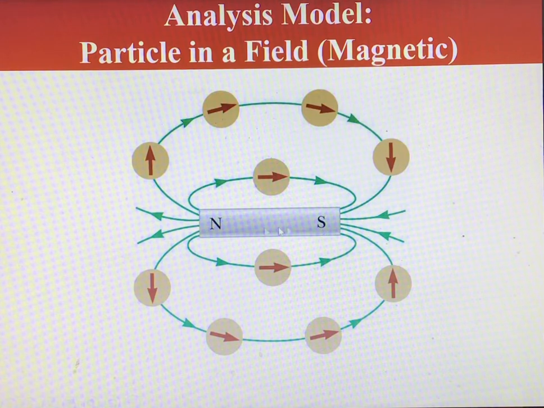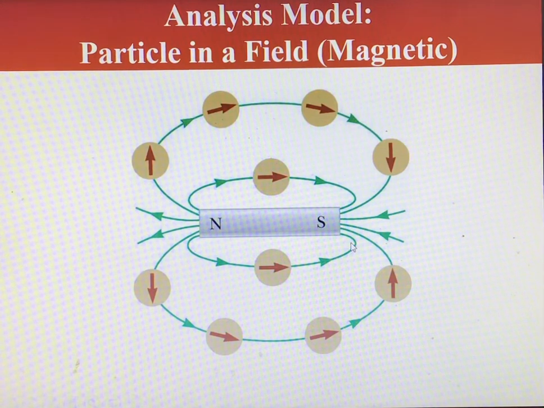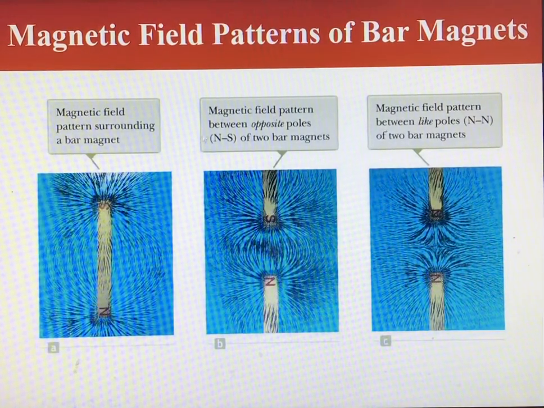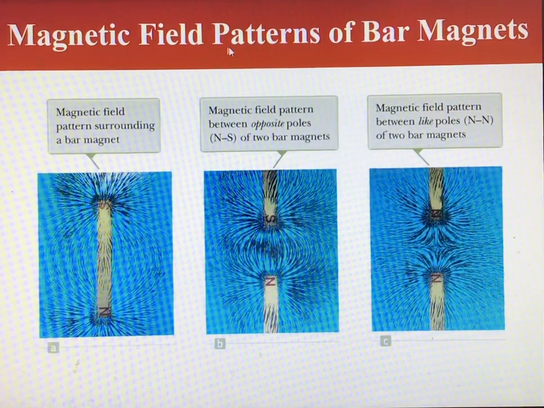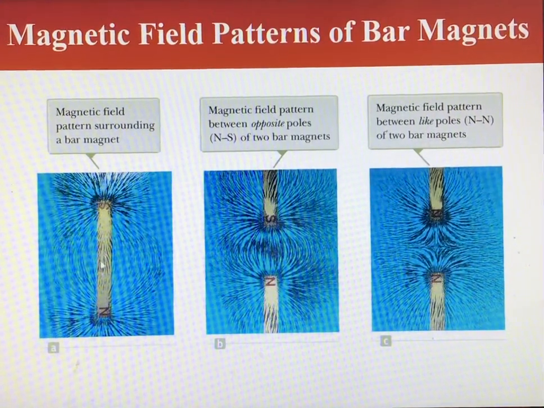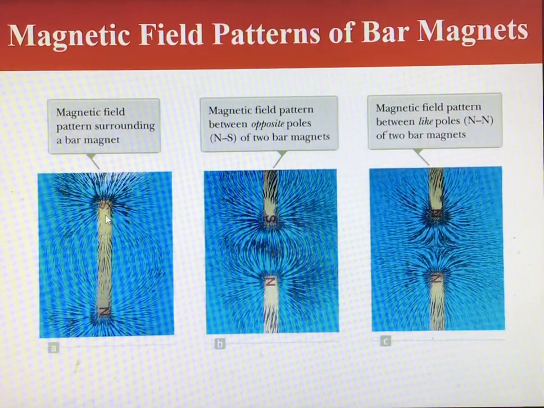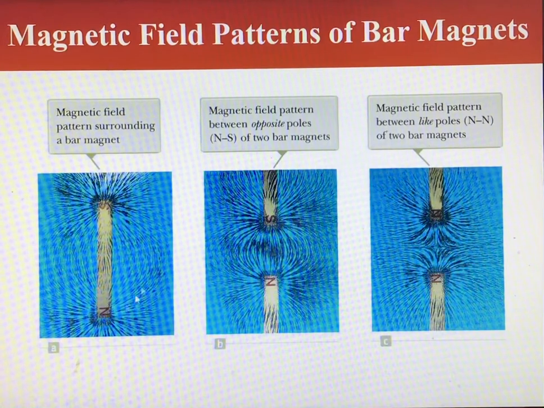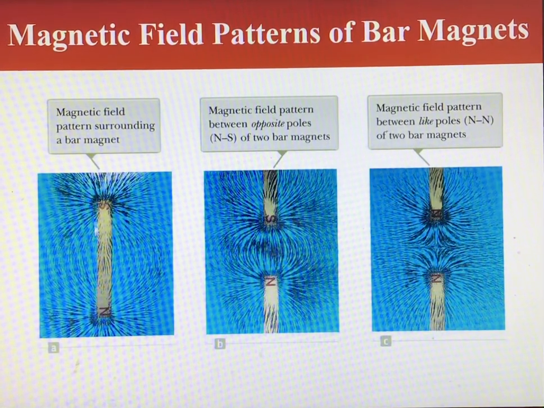You can see that the magnetic field lines are always arranged in such a way that they point from the north to the south. So this example shows you the magnetic field patterns of a bar magnet. This is just a single bar magnet. This is the north and the south, with magnetic field lines pointing from north to south.